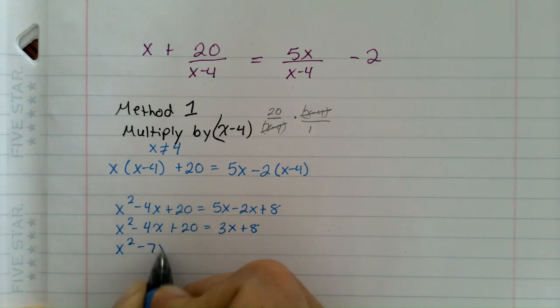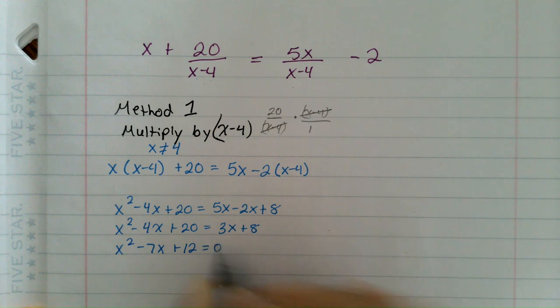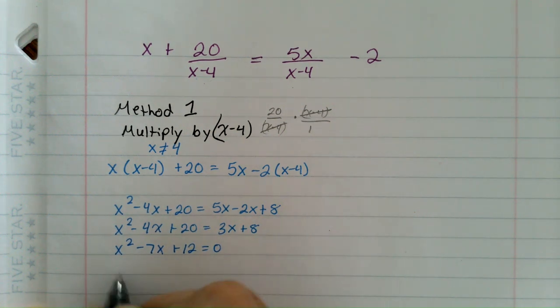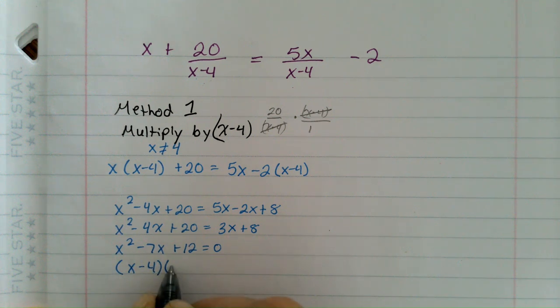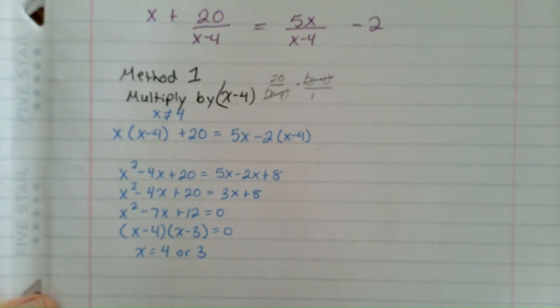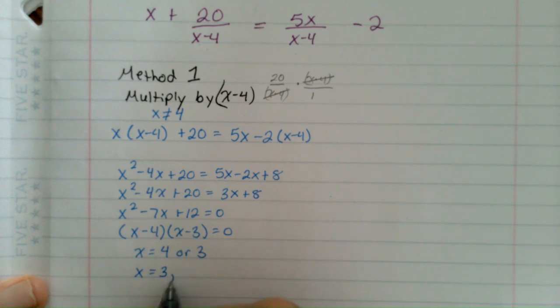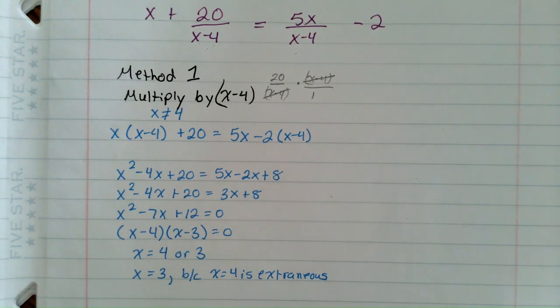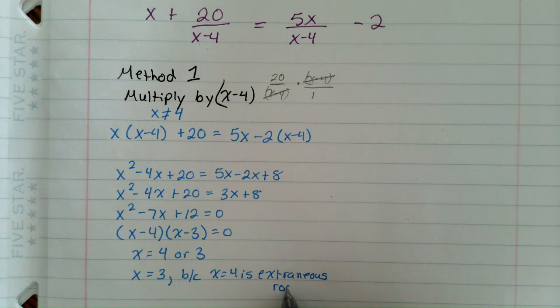x squared minus 7x plus 12 equals 0. So let's solve that by factoring since the leading coefficient is 1. I get x minus 4 multiplied by x minus 3. So x either equals 4 or 3. However, that 4 was a domain error. So the answer is x equals 3 because x equals 4 is extraneous. It's like an extra root. It worked in the quadratic once we cleared out our fractions, but it did not work in the original problem. So we call that an extraneous root. Okay, so I said we were going to have two methods to solve this one.